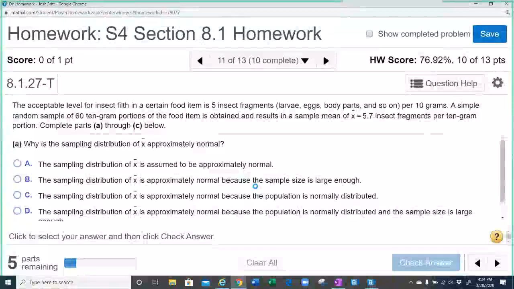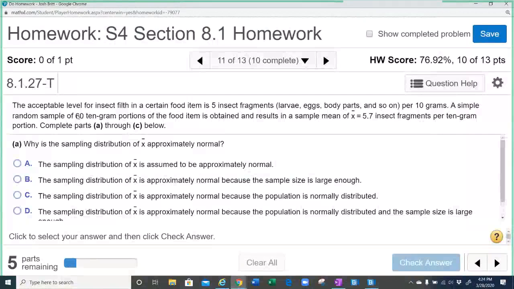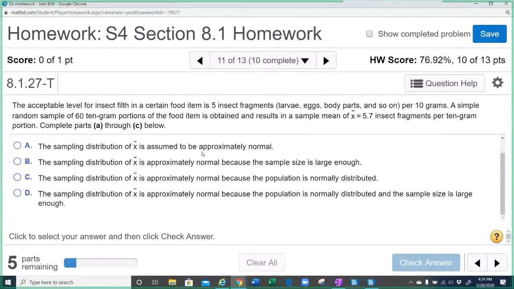Okay, so this time we have the acceptable level for insect filth is 5 insect fragments per 10 grams. A simple random sample. So here's our sample size again, 60 10-gram portions, resulted in a sample mean of 5.7. So why is the sampling distribution of X bar normal? Well, the sample size is 60, so that's more than 30. That's large enough. So the sampling distribution of X bar is normal because the sample size is large enough.